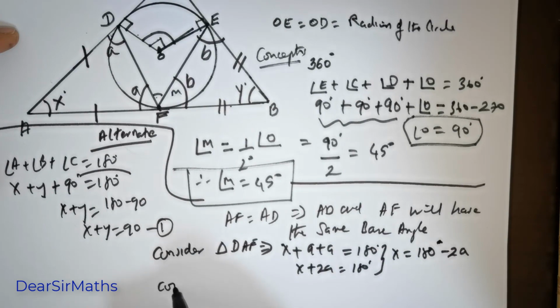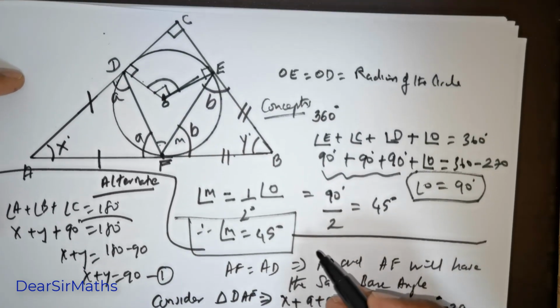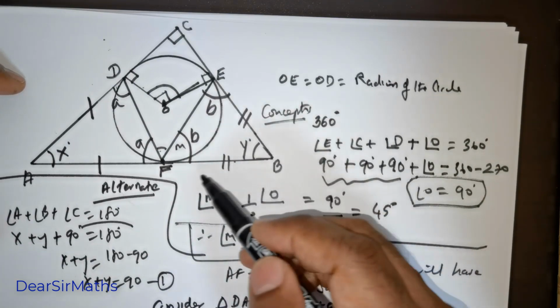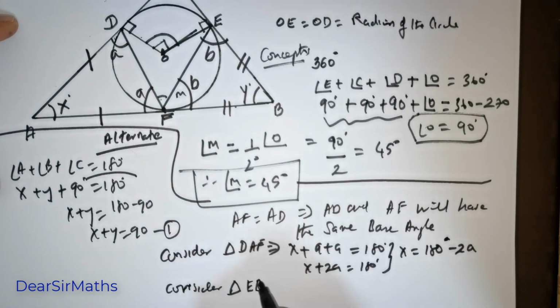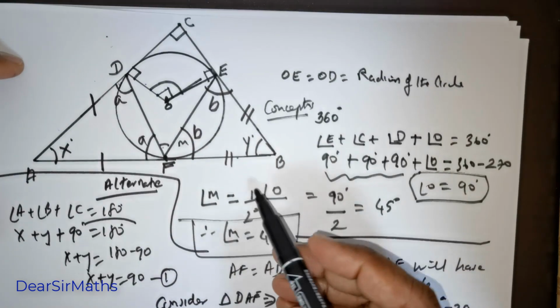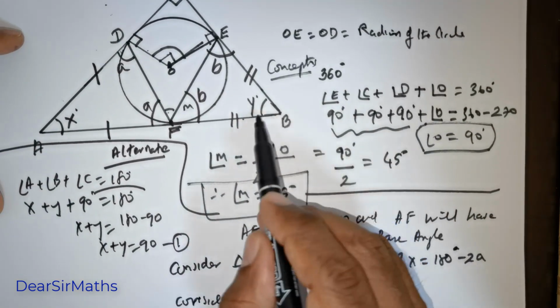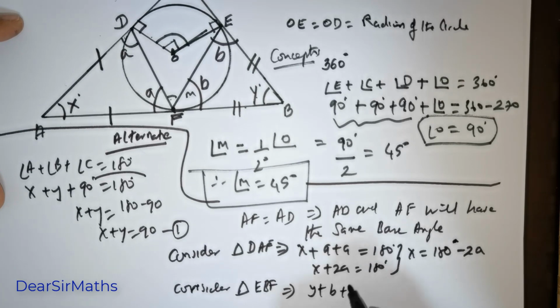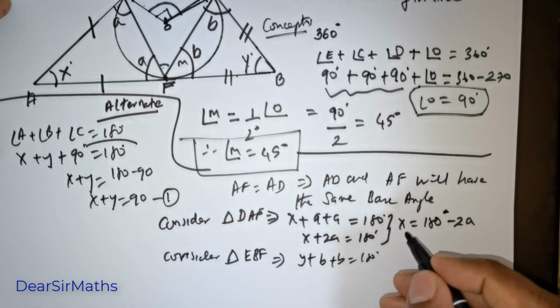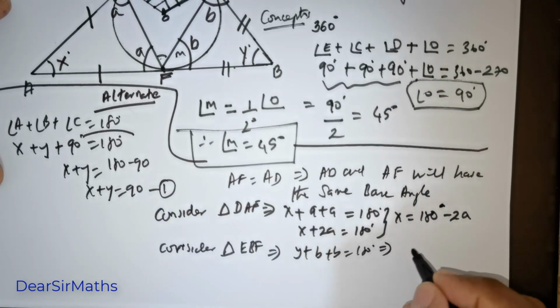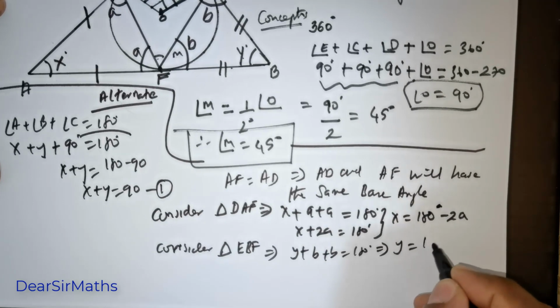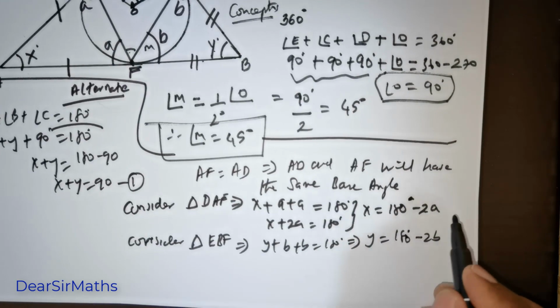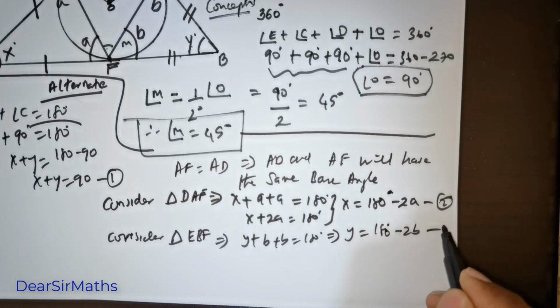Now let me write this down. Consider triangle EBF. Applying the same concepts of triangle, I would get angle Y plus B plus B is equal to 180. So this would mean Y is equal to 180 minus 2B. So let me take this as equation 2, and this as equation 3.